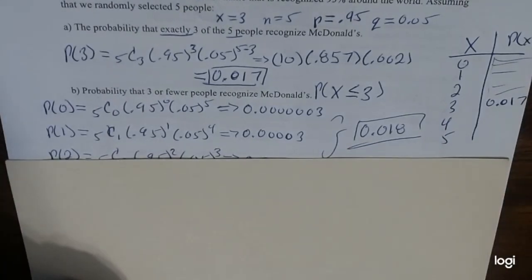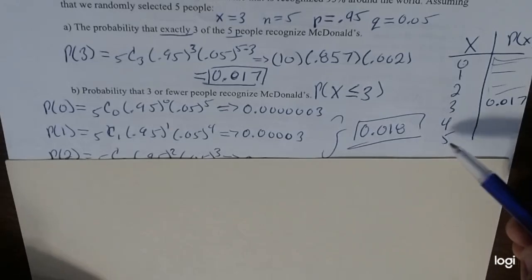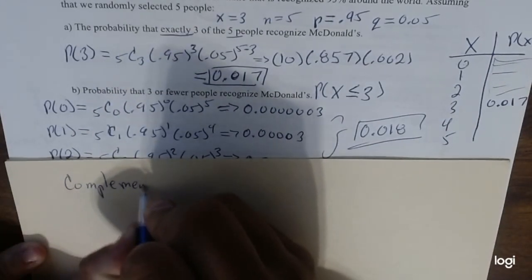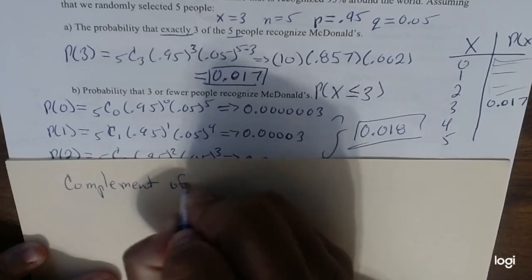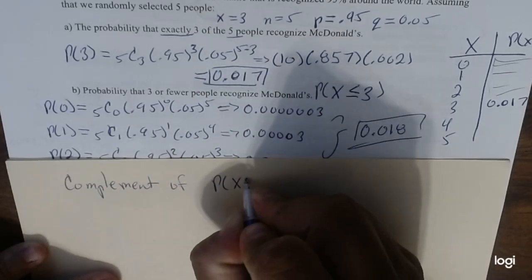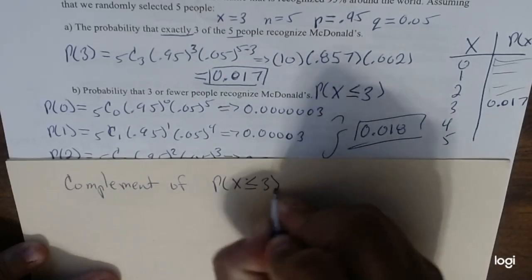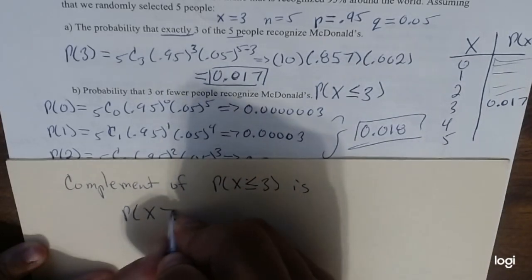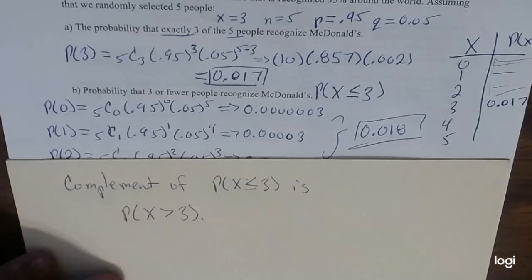So that would mean more than 3, right, or 4 and 5. So the complement of the probability of x being less than or equal to 3 is the probability of x being greater than 3. Because remember, going back to section 5.1, what were the rules? All of these must equal 1. So they're actually completely disjoint from each other.